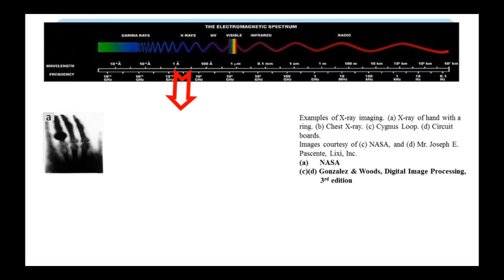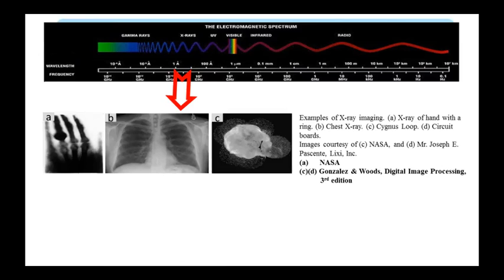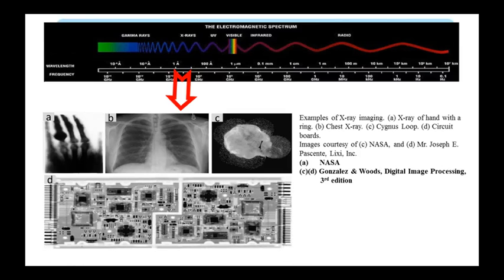They're generated when electrons, which flow in a vacuum tube, strike a nucleus, and energy is released in the form of X-ray radiation. The best known use of X-rays is medical diagnostics, but they're also used in industry and other areas like astronomy. So here we see a chest X-ray, and here is the Cygnus loop that emits X-rays naturally. Higher energy X-rays are used for industrial inspection, and here we see the X-ray of a circuit board, which clearly is done to find possible abnormalities on the board.